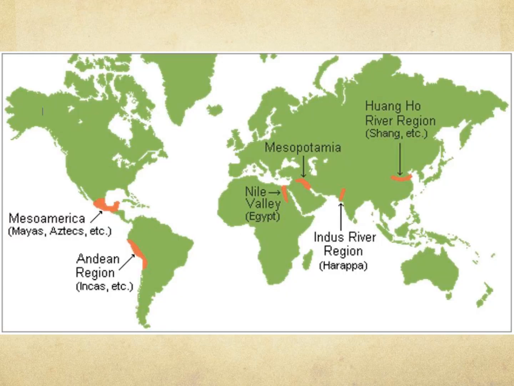So if you look at the map here, you can see all of the major early river valley civilizations. Again, you've got the Huanghe River Valley region with the Shang. You've got Mesopotamia with the Tigris and Euphrates. You've got the Nile River Valley in Egypt. You've got the Indus River. You have the Andean region with the Incas. And remember also that the Incas used terrace farming too.